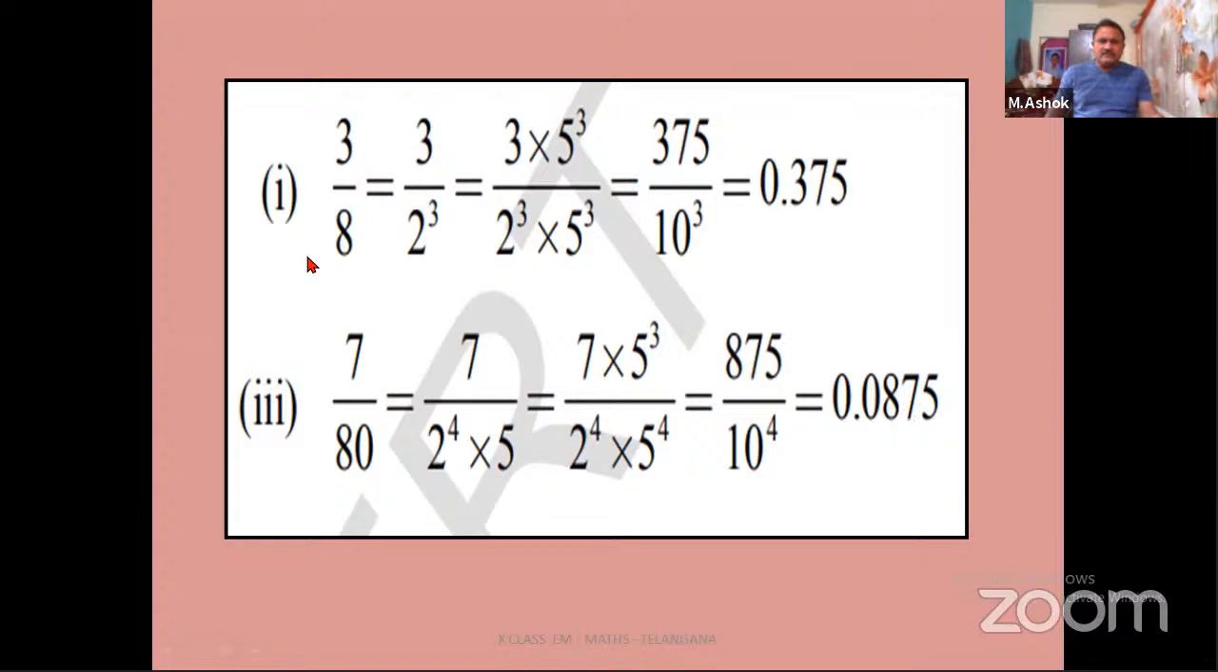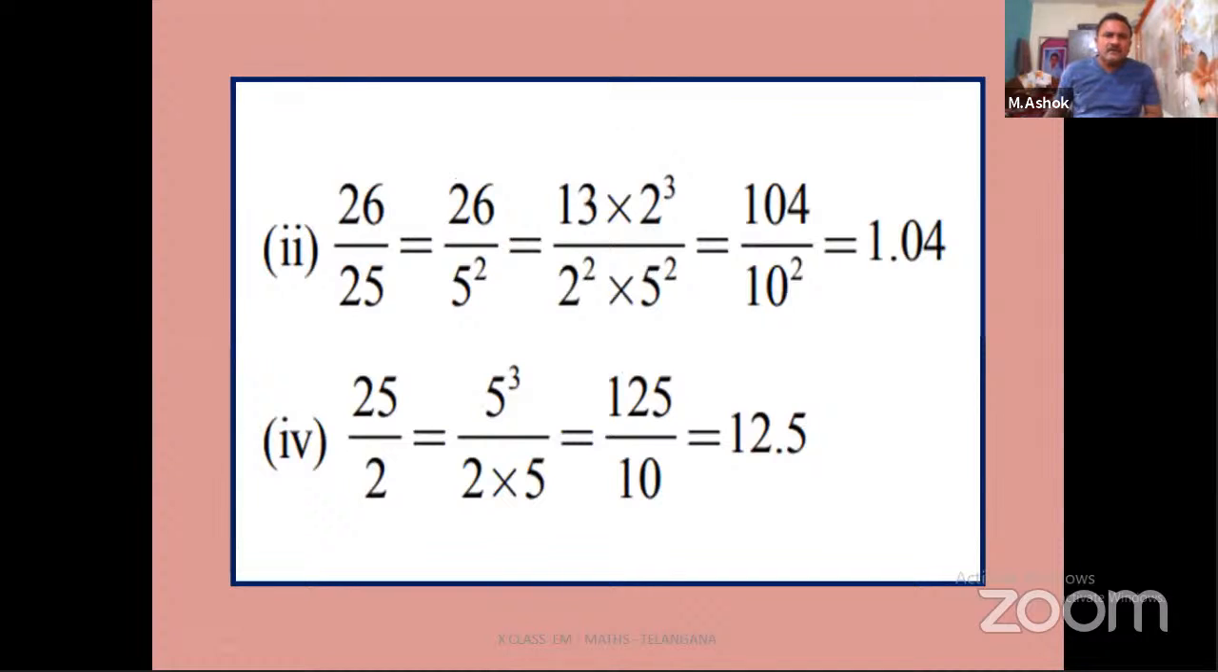You have many questions same as in the exercise, so do this activity. You have to solve like this. Now look at one more example.